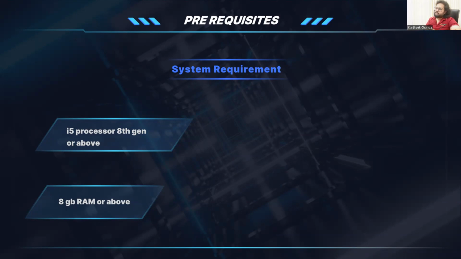Few people are like, sir, I use Ryzen. If you are using Ryzen, it's better to go with Ryzen 7 or above. Ryzen 7 is almost equivalent to an i5 processor, so Ryzen 7 or above would also work. But 8 GB RAM is mandatory whether you are using Intel or Ryzen. 8 GB RAM or above is good.